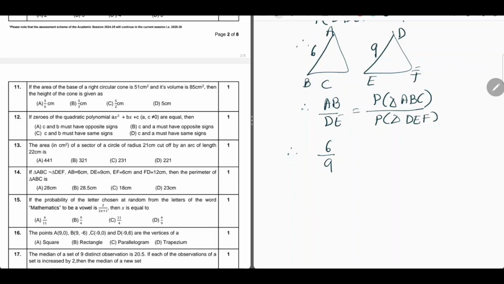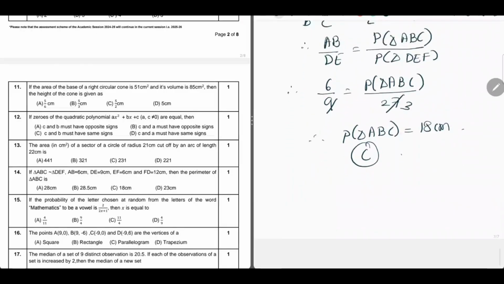Therefore 6 upon 9 is equal to the perimeter of triangle ABC divided by 27. So 9 ones are 9, 9 threes are 27. Therefore the perimeter of triangle ABC is equal to 18 centimeter. That is option C.